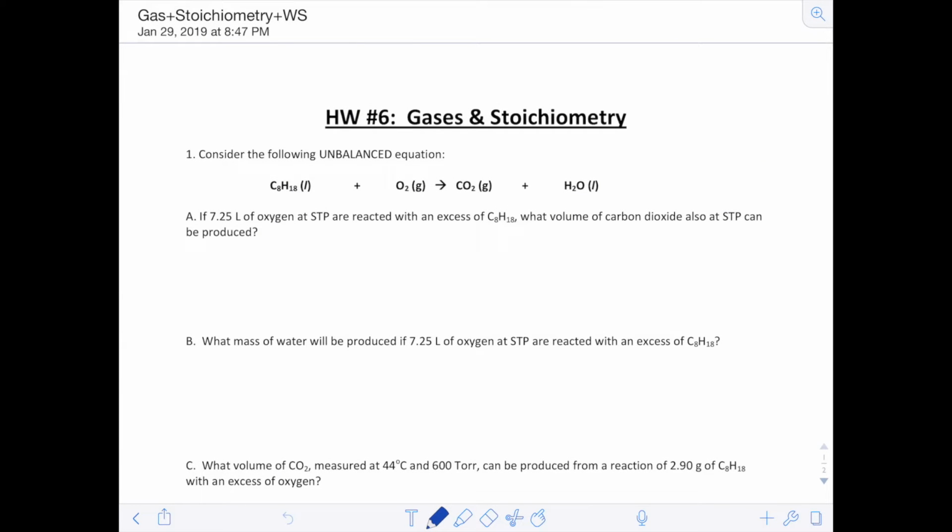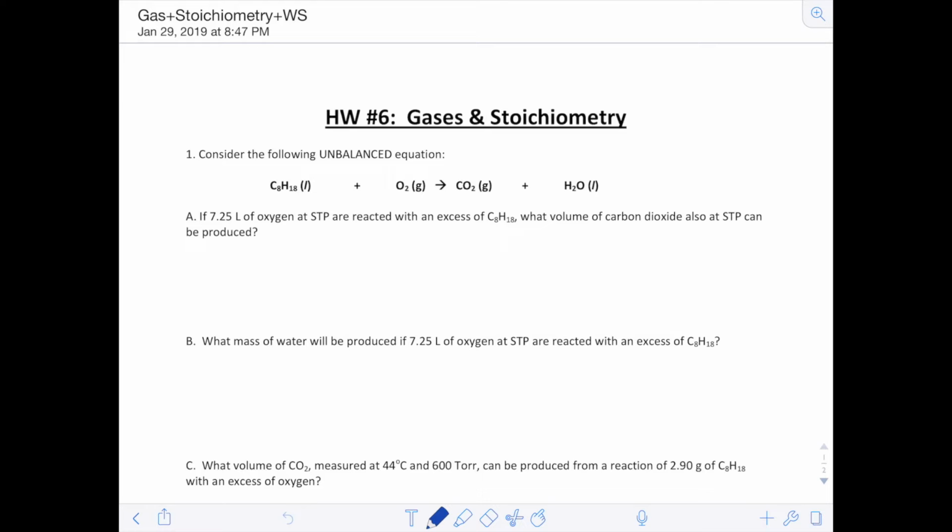So I'm trying to show you how to do stoichiometry using gas laws. In this situation, we have C8H18, which is being combusted with oxygen, and it's forming carbon dioxide and water. Now, anytime you have stoichiometry, you need a balanced chemical equation.